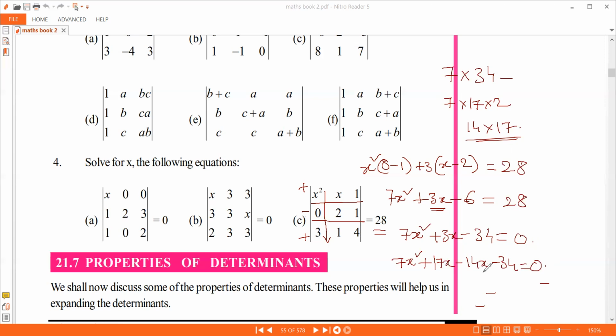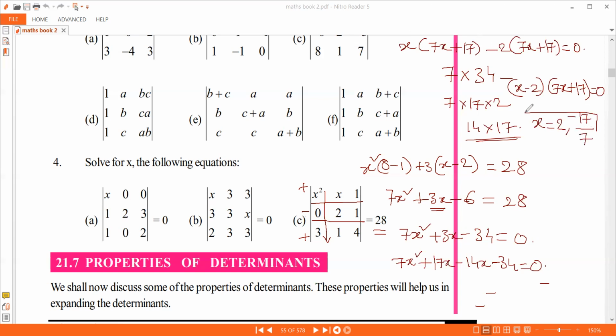So here you can take x as common in the first part. X is common, you have 7x plus 17. Minus 2 as common here, you still get 7x plus 17. So that's how you get x minus 2 into 7x plus 17 is equal to 0. So x has the values 2 and minus 17 by 7. These are the required values of x.